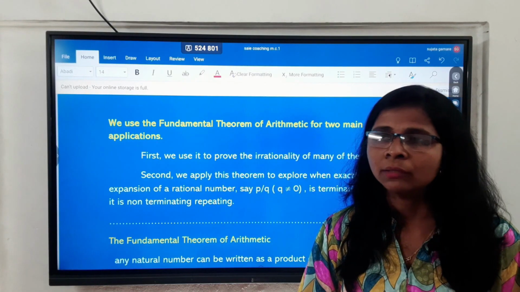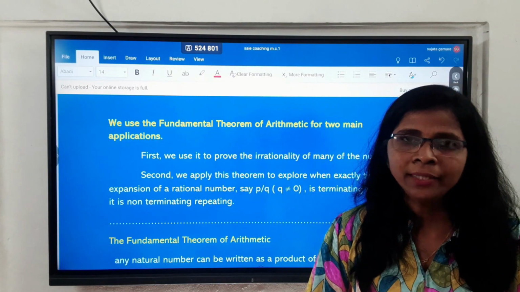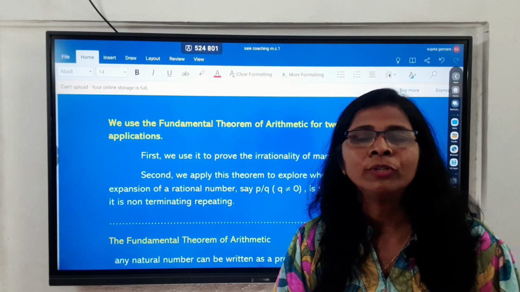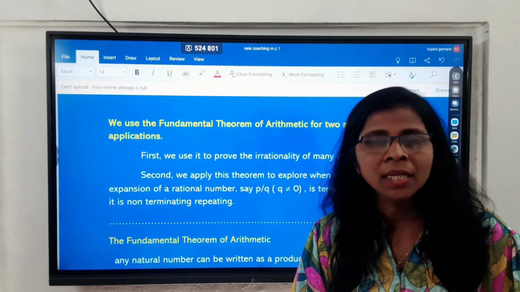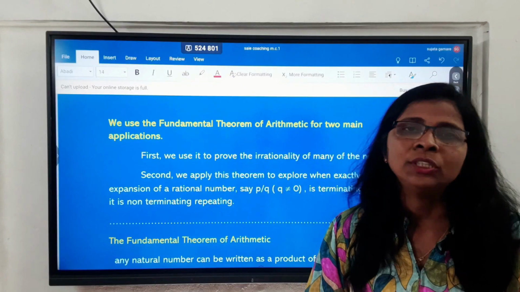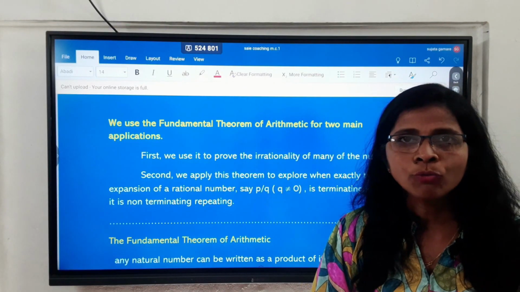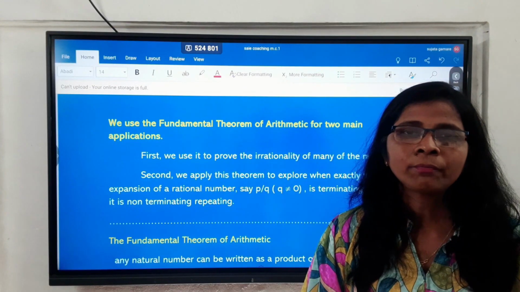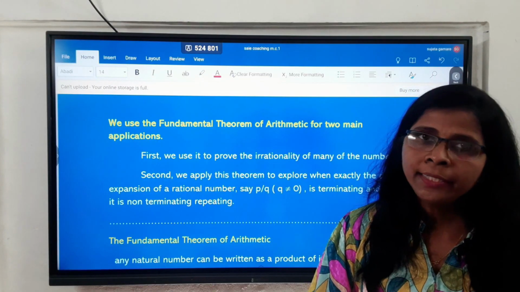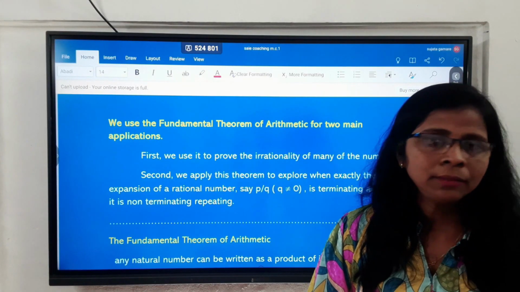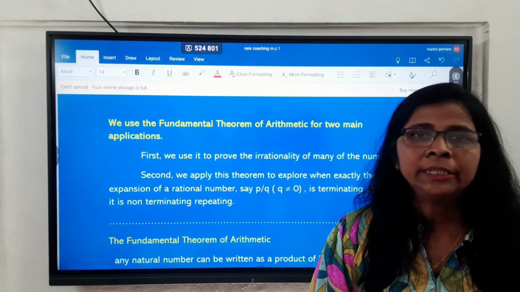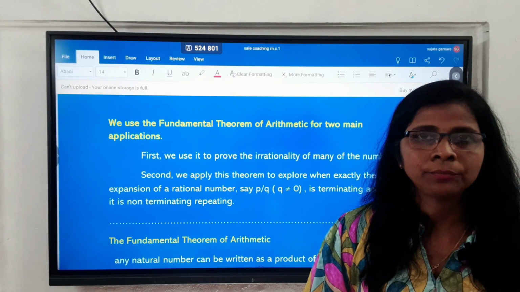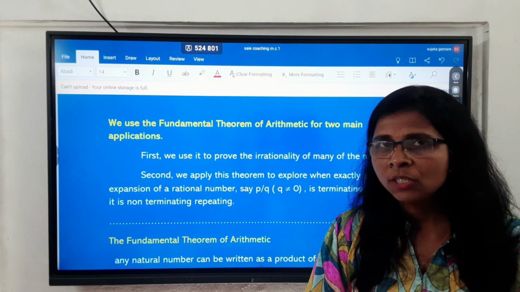So remember this point, that the fundamental theorem of arithmetic is applicable to prove the irrationality of any number and to find out the exact decimal of a rational number. Okay, got this point?